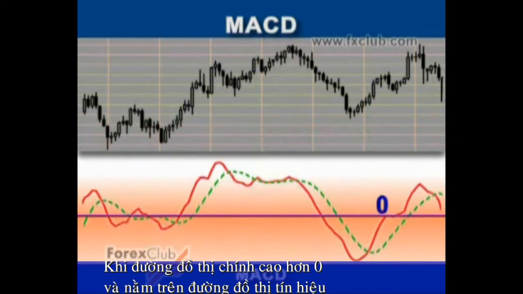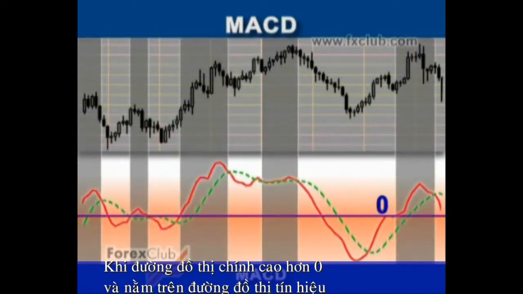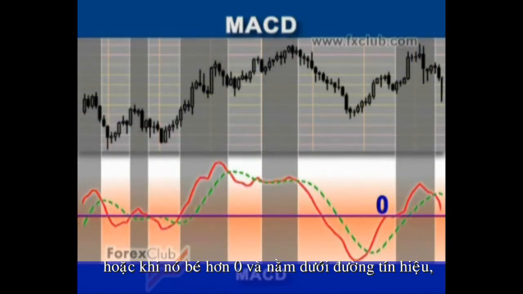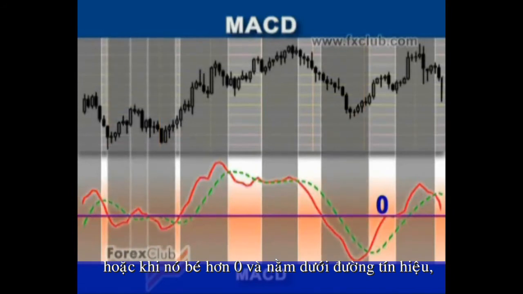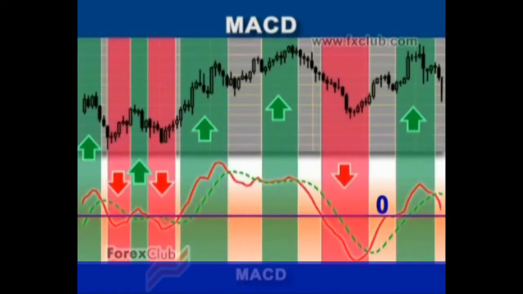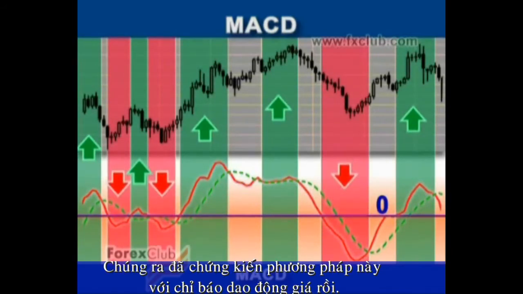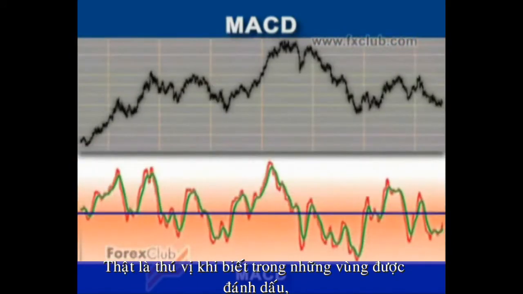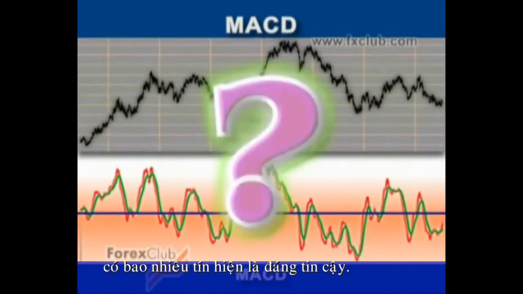When the baseline is above 0 and higher than the signal line, or when it's below 0 and lower than the signal line, we can assert that it's highly probable that the price is rising or falling. We've already seen this approach with price oscillator. It's interesting to know how much of a chart would be shaded as reliable information.